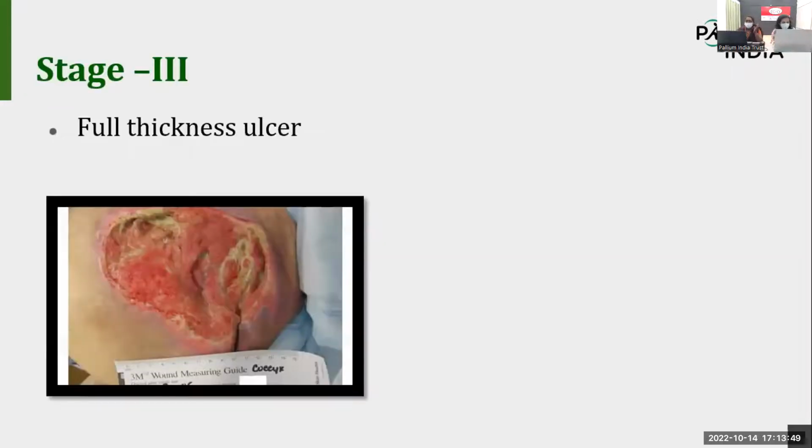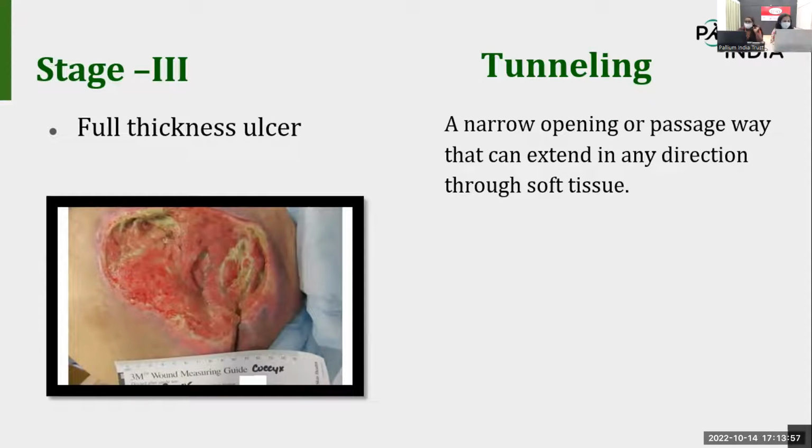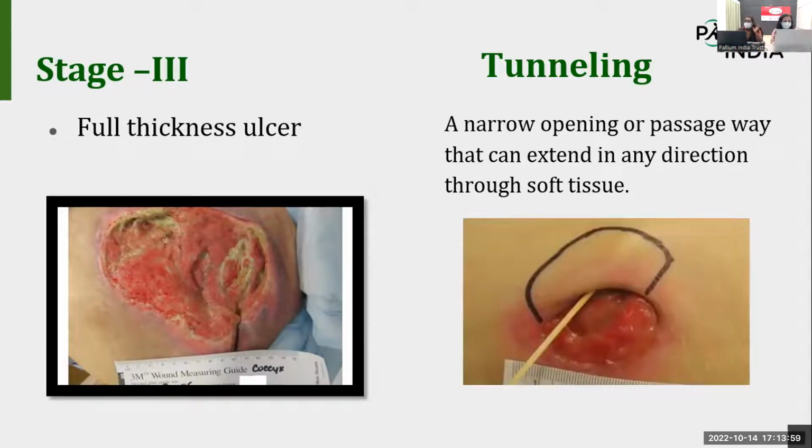Next is the third stage, full thickness ulcer. You can see in the images, full thickness ulcer, all subcutaneous tissues will be involved, and sometimes tunneling will be there. So tunneling is a narrow opening or passageway that can extend in any direction through the soft tissue. So you can see that image. When we do the assessment of the wound, you have to assess whether the wound is having any tunneling or not. If there is tunneling, you have to give special attention to that area. Otherwise, that wound won't heal properly.